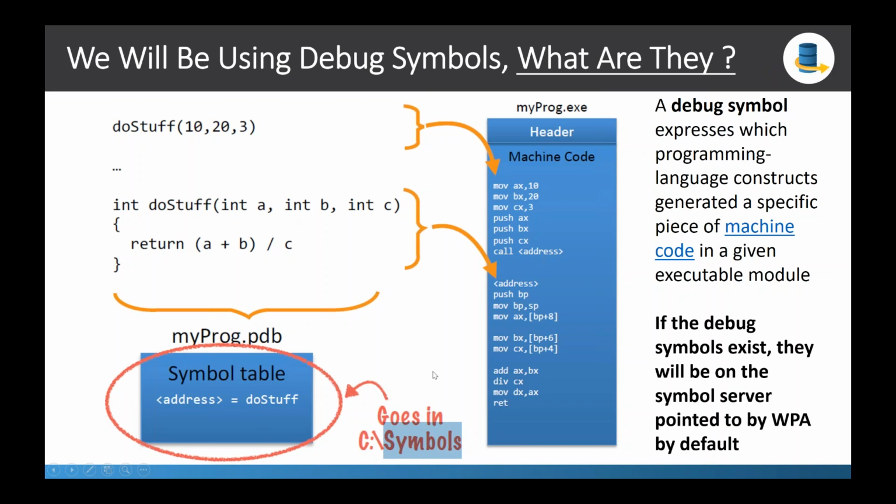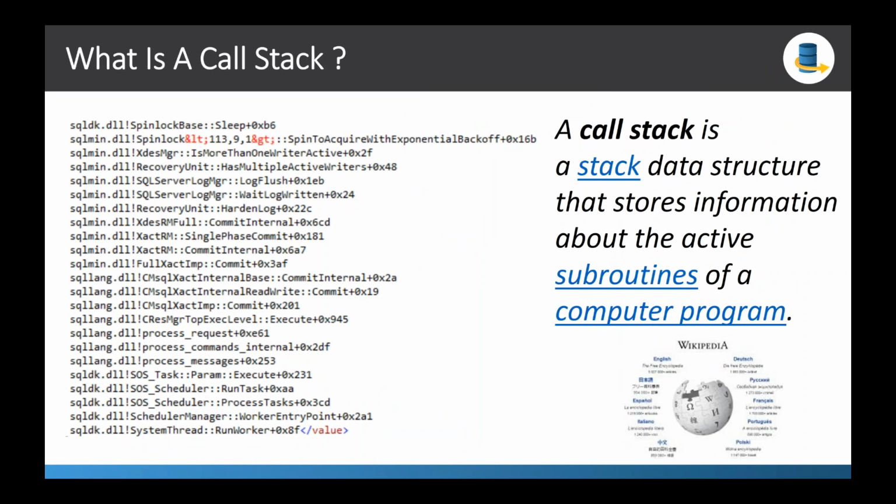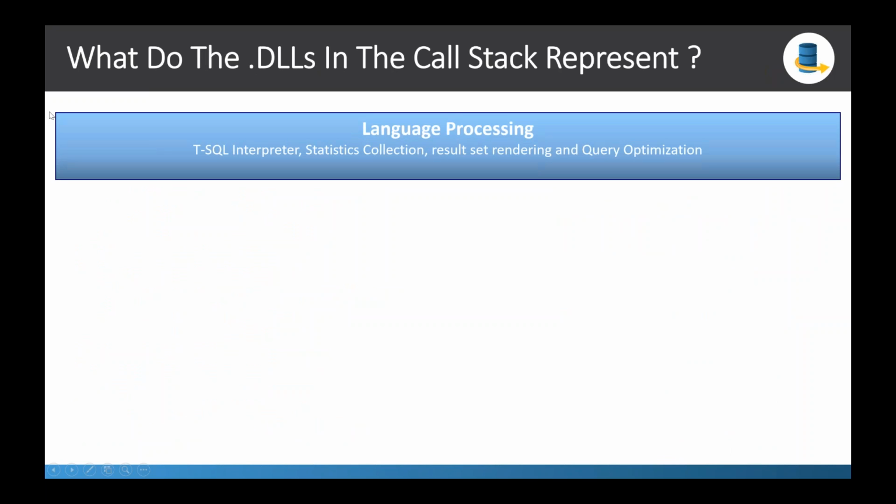Okay, so what is a call stack? Very good place to look for information, nice, clear, concise explanations, Wikipedia. Call stack is a data structure that stores information about the active subroutines of a computer program. So it's effectively almost like a paper trail or the footprints in the sand of the subroutines that an active program has executed. Okay. So what do the DLLs in the call stack represent?